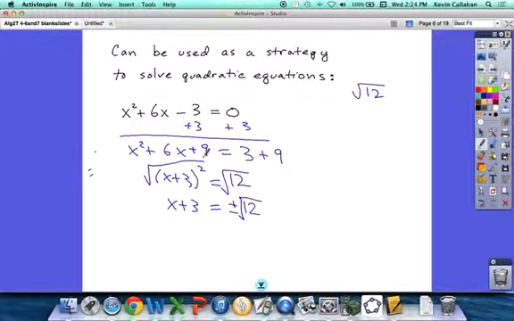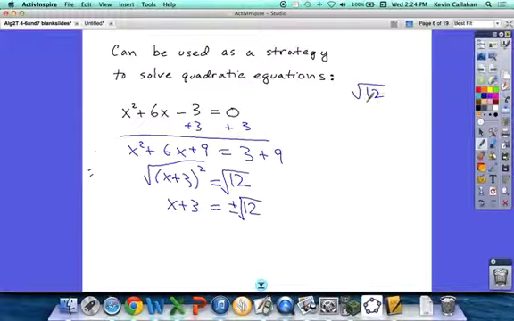The 9, because we added 9 here to complete the square on x squared plus 6x. Right? We did half of 6 is 3, 3 squared is 9. That made a perfect square. But because we added it on the left, we had to add it on the right because it's algebra. Whatever you do to one side, you do to the other.